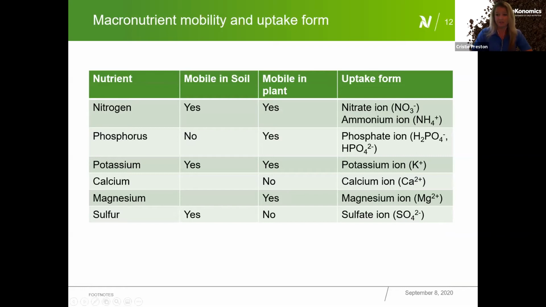But here I have listed the uptake forms of each nutrient. So nitrogen, taken up as the nitrate ion or the ammonium ion. Phosphate, potassium taken up as the potassium ion, calcium, magnesium, and then sulfate. Again, if it's organic or if it's in the elemental form, it has to be converted to sulfate before it can be taken up. But most importantly, even though sulfate sulfur is mobile within the soil, it's not necessarily mobile within the plant.